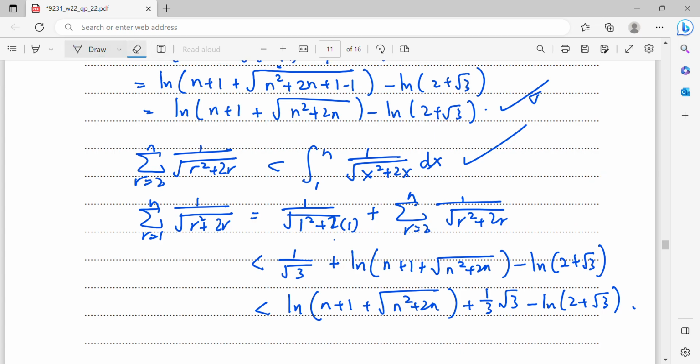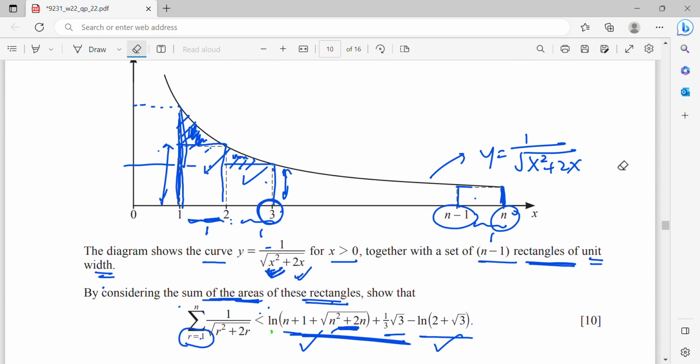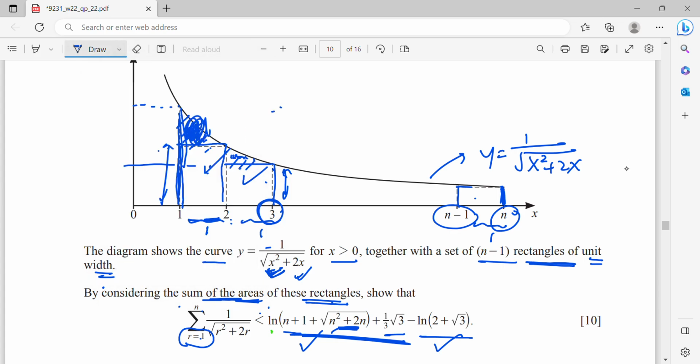Okay, we are using the concept that the area under the curve is less than the total sum, the total area of the rectangles, because we still have all these extra parts here that are not considered in the rectangle.